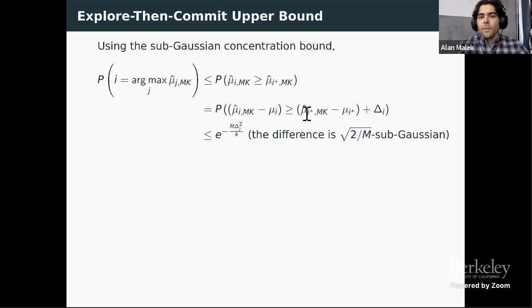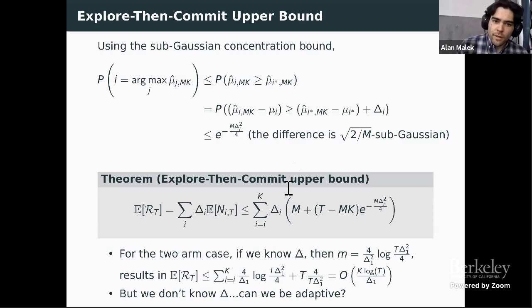So that is also a question of a single square root two over m sub-Gaussian random variable being greater than delta I. And if we use Hoeffding's bound, this is just how big it is. It's smaller than e to the minus m delta I squared over 4. Then we take that and we shove it back into our algorithm and we show that the expected regret is upper bounded by the sum over I of, that should be a one, delta I times the expected number of times we've pulled arm I, which is m plus t minus mk e to the minus m delta squared over 4, which is sort of an awkward thing.